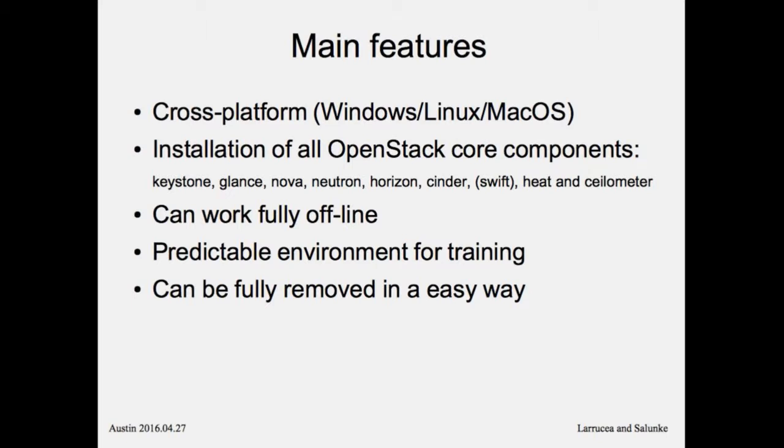The main features of the training labs and the OSbash scripts is that they are truly cross-platform, including Windows and Mac OS, and they install all the components from OpenStack, including Keystone, Glance, Nova, Neutron, Horizon, Cinder, Swift is still experimental, Heat, and Ceilometer. And it can work fully offline because it downloads the packages locally, and it provides a predictable environment which is very suitable for training purposes. And it can be fully removed quite easily.